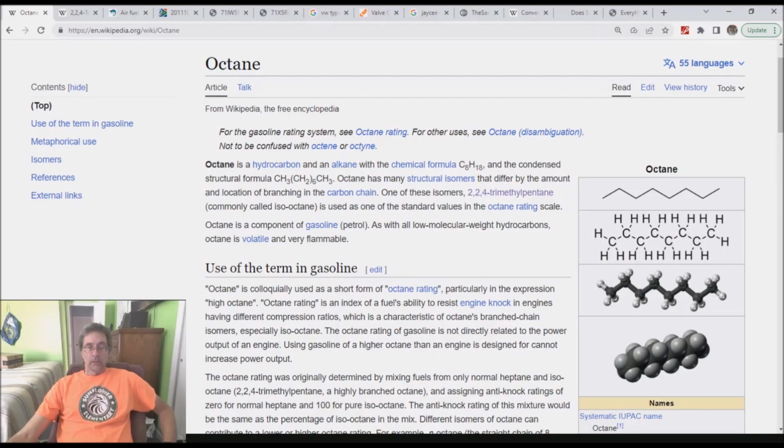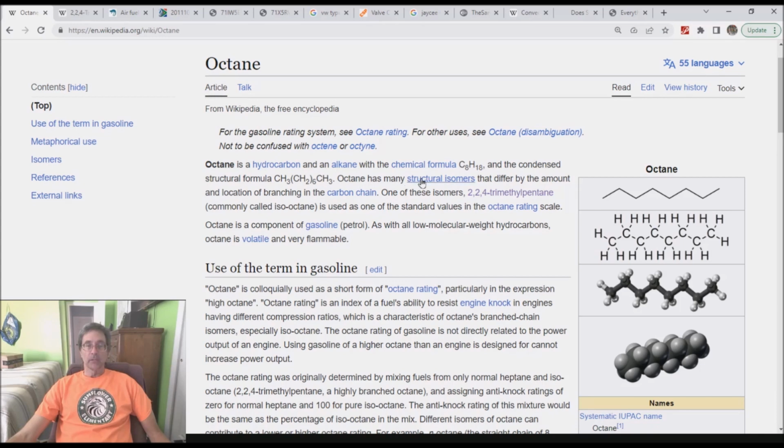Well, down there in that tank of gas of mine, the primary constituent of gasoline ends up being this molecule called octane. It's definitely octane and not isooctane, so let's take a look at octane here. Hydrocarbon, chemical formula C8H18, this is important right there. Condensed structural formula, blah, blah, a bunch of chemistry stuff there.